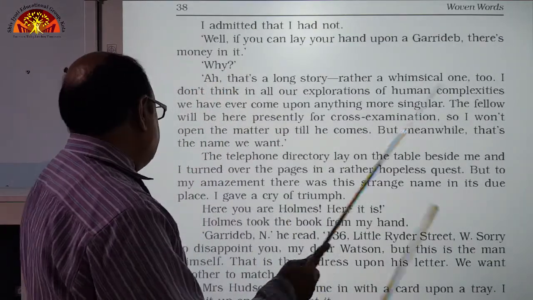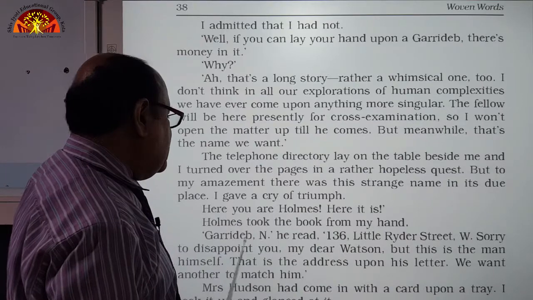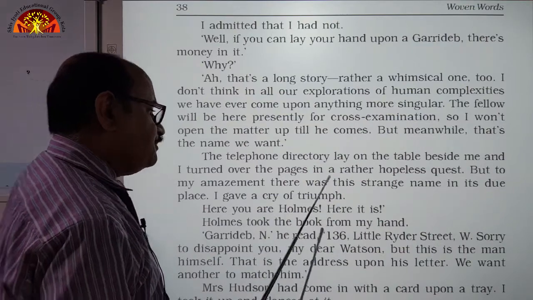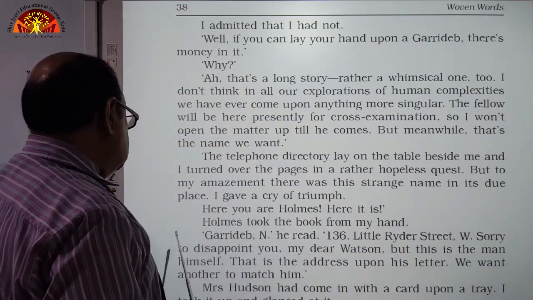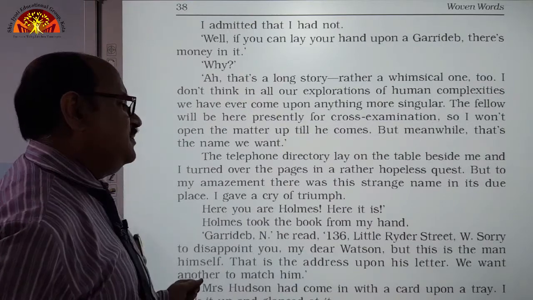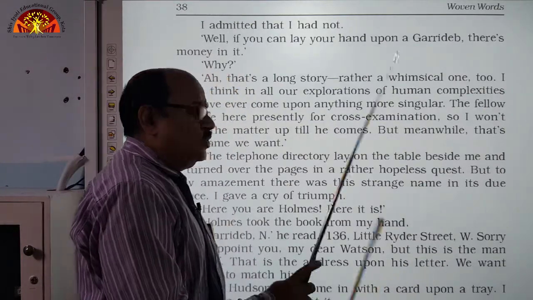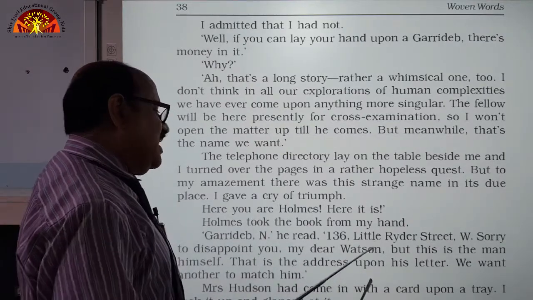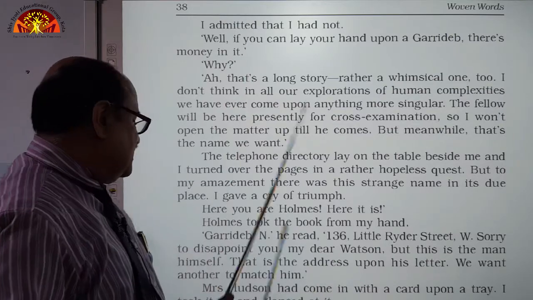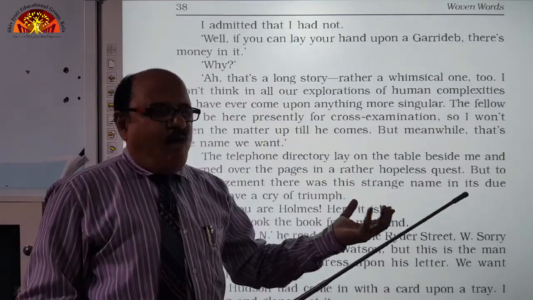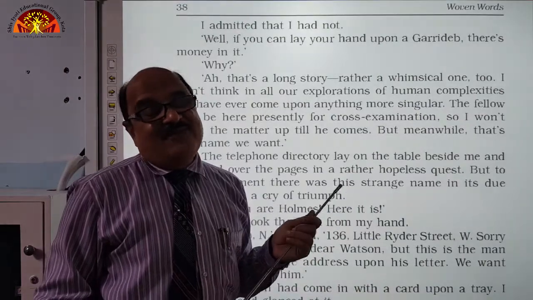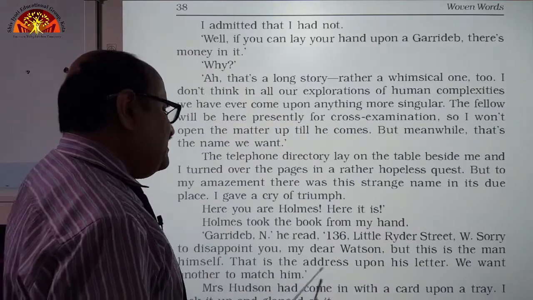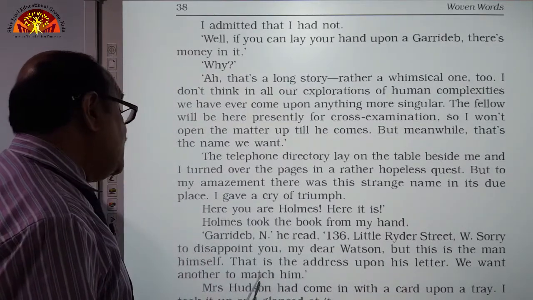"Here you are, Holmes. Here it is." Holmes took the book from my hand, got up and read, "136 Little Rider Street, S.W." W means Watson. Now Sherlock Holmes is saying, "Sorry to disappoint you, Watson, but this is the man himself." It means this is the man himself we have already got the task from. So, sorry, you will have to find another Gary Deb with the same name. "That is the address upon his letter and we want another to match him."